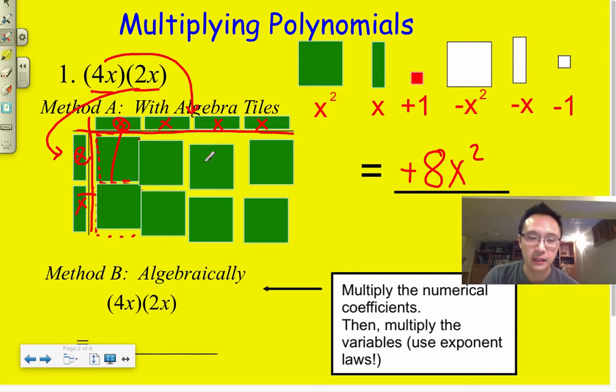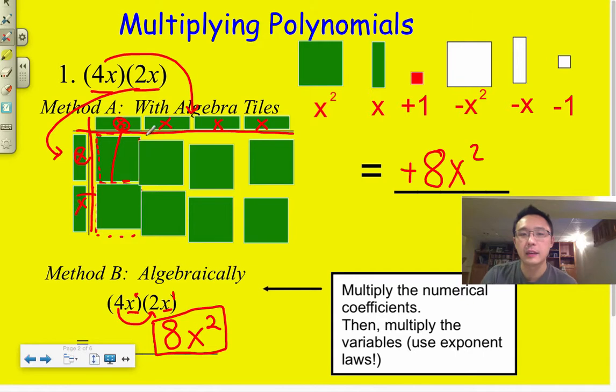That's with algebra tiles. If you want to look at this algebraically, you're going to multiply the coefficients, the numbers. 4 times 2 is 8. And x times x, remember this is from your power and exponent law. So this is going to be x, and you're going to add these invisible exponents together, which adds to x squared. That's how you do it without algebra tiles. This algebraically takes a little bit of practice. Algebra tiles does take a little bit more time, but you can always see how you got your answer.